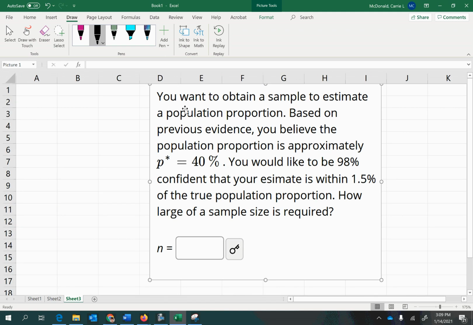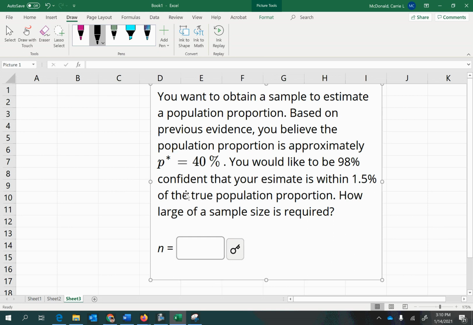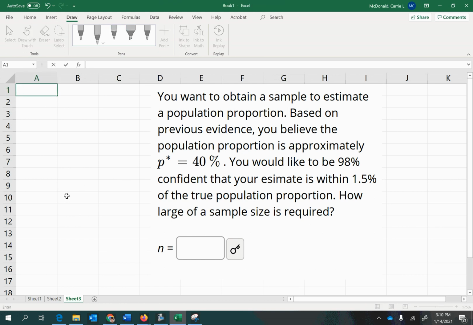So it says you want to obtain a sample to estimate a population proportion. Based on previous evidence, you believe the population proportion is approximately 40%. So that's the P that we were talking about, right? You would like to be 98% confident. So there's another percentage. This one has to do with the confidence. This is the area under the normal curve in between the Z scores. Your estimate is within 1.5%. That's another percentage, but that represents a margin of error because it says your estimate has to be within 1.5% of the true population proportion. So you just have to be able to distinguish between these different percentages that are given in the problem.